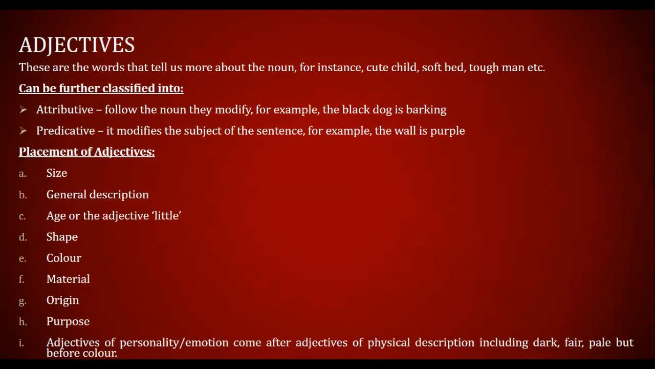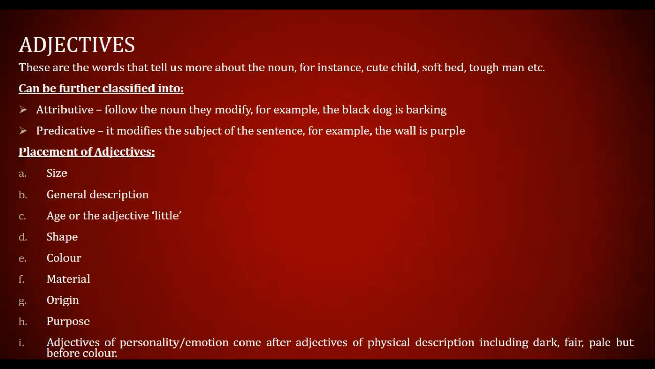Then we have a wonderful old Italian clock, right? So we have wonderful, the general description, old, and then we have origin, Italian, and then we have the noun, that is clock, right?